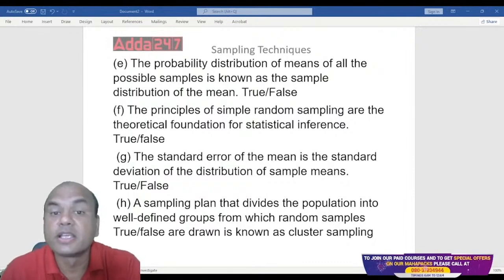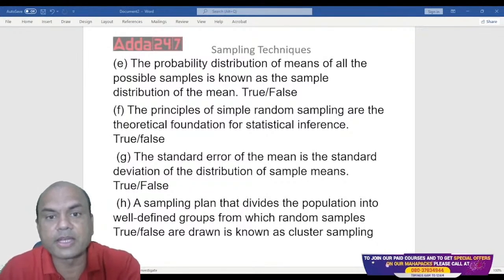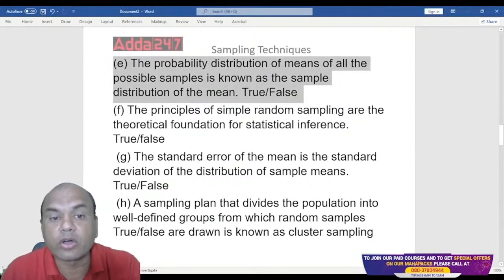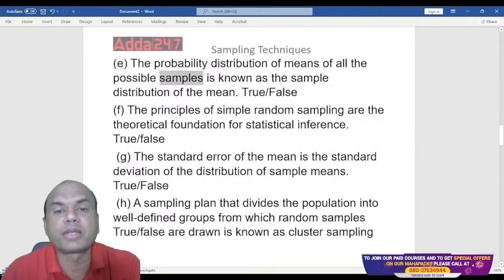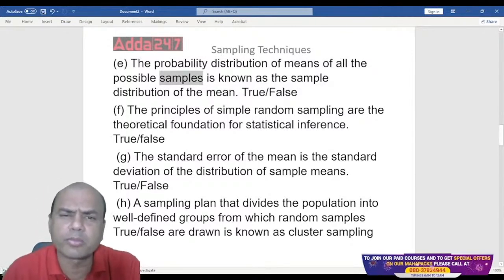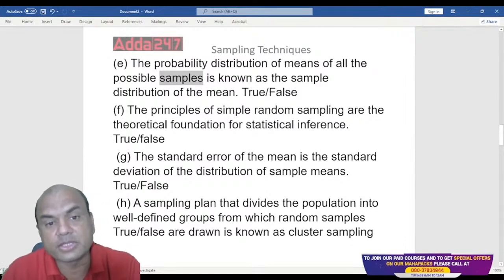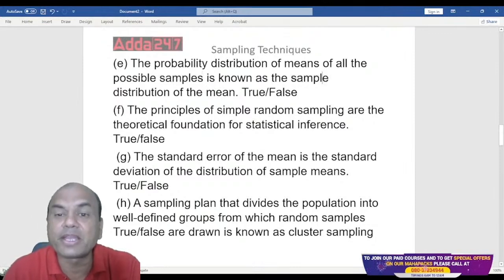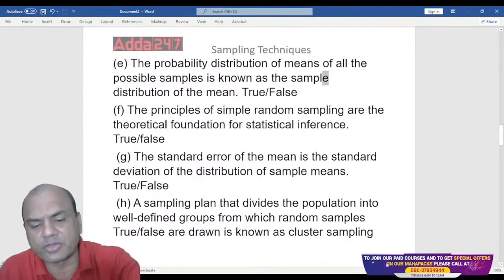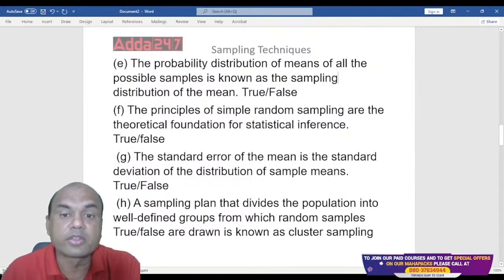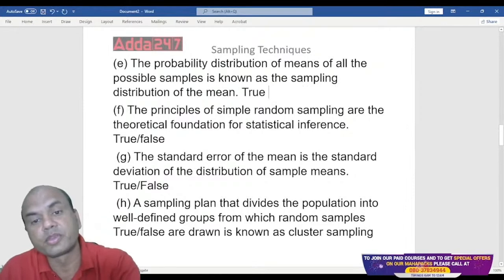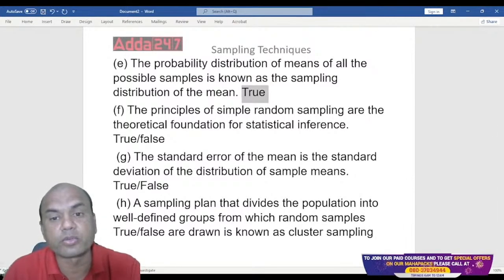True or false? See here, what are we talking of? Probability distribution of the means of the samples. So we are focusing on the word samples. Whenever we do the probability distribution of any mean, mode or median for the samples, it is called a sampling distribution. That is the right word actually, sampling. But in the exam they might give you sample also. So this answer is again true.